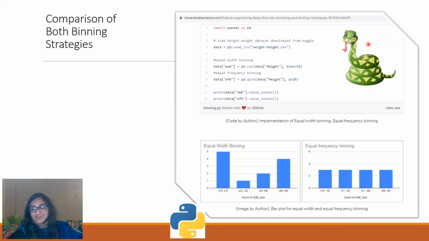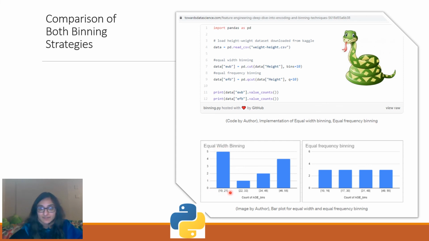Then we can compare them. This is Python code using this age variable. It shows you how equal frequency binning works and how equal width binning works. It's sort of the opposite idea: with equal width binning, you may not always have the same density in each bin, but each bin has the same width. It's the same way of binning information, putting continuous data into groups or categories.